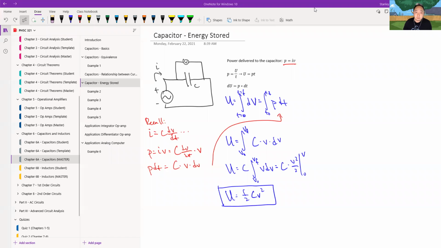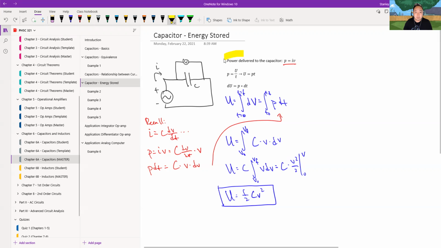All right, so in this video, we're going to talk about energies being stored within capacitors. As you may be well aware, resistors dissipate energy, while capacitors and inductors, which we'll see in a little bit, actually store energy. So how do we calculate how much energy is being stored within the capacitor?